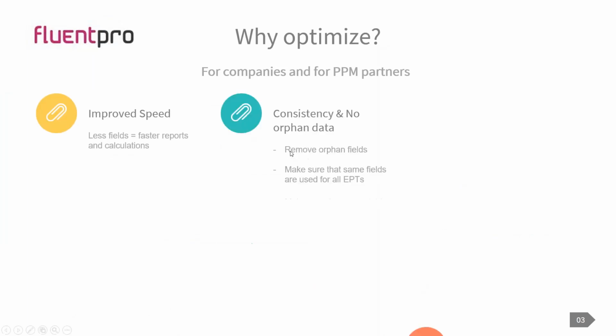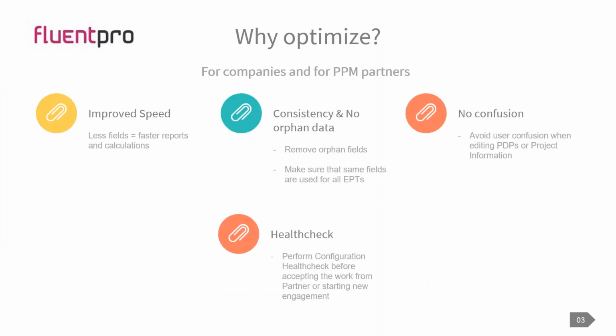So why do companies need to optimize configurations? The major reason is that the configuration process is cumbersome and complex, and it takes a lot of time. You end up creating tens or sometimes hundreds of custom fields. You need to make sure there is consistency on the PDPs available for all different types of projects, and that the views you define for your schedule or for the project center are consistent and display the information.